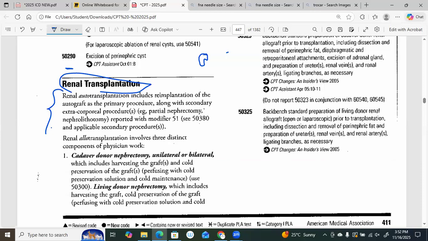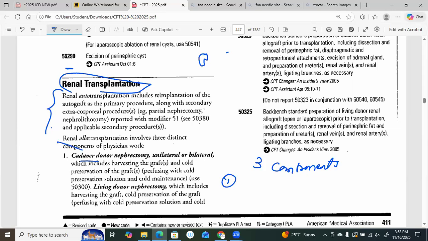Renal transplantation. So any transplantation, not just renal, whether it's a liver transplantation, renal transplantation, kidney transplantation, any transplantation requires three components, okay? Three components. The first one is cadaver donor work or the living donor work. First, we have to identify whether it's a cadaver donor nephrectomy or the living donor nephrectomy, unilateral or bilateral.